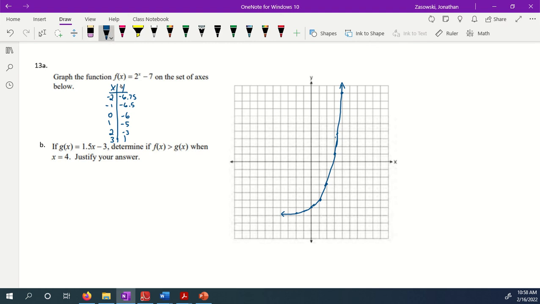However, the next question is to graph g of x. So this is f of x, and we're going to graph g of x, starting with y equals 1.5x minus 3. This really is 3 over 2 x minus 3. So this is the linear equation. I need to know the y-intercept and the slope. The y-intercept is negative 3. The slope is 3 over 2.